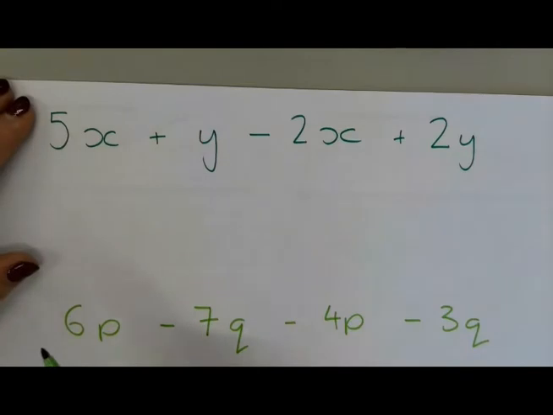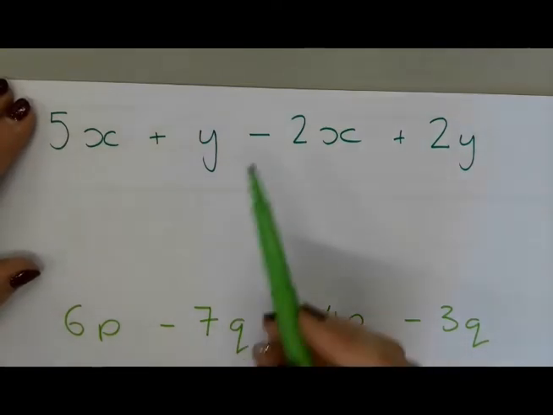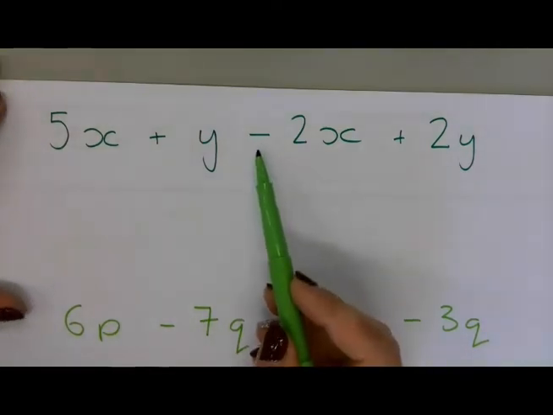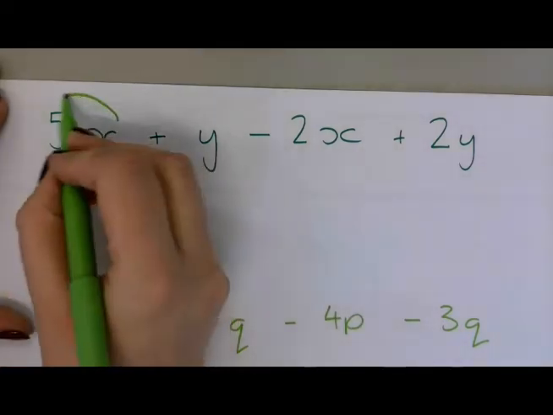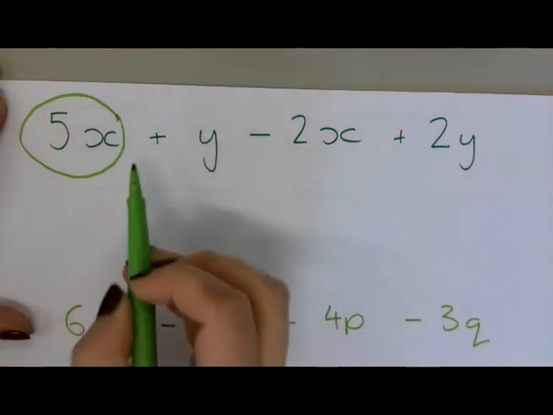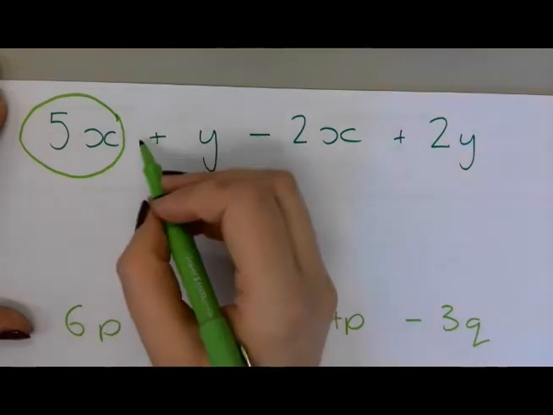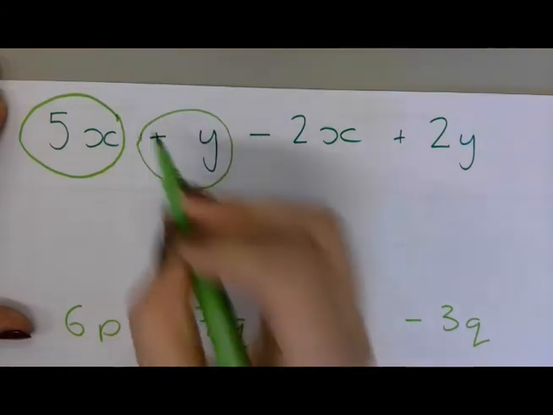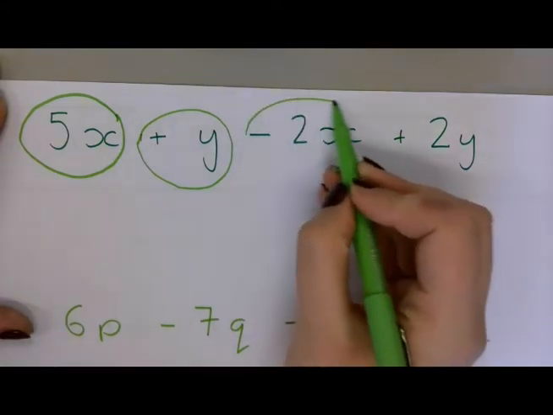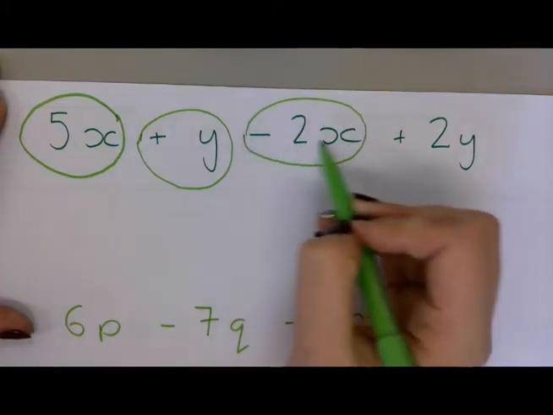The way we've done these before, and the way that seems to work best, especially when negatives come into play, is the bubble method. So we put a little bubble around every term, remembering the sign in front of the term belongs to it. So that's a plus y. This is actually a negative 2x because the sign belongs to the thing after it.